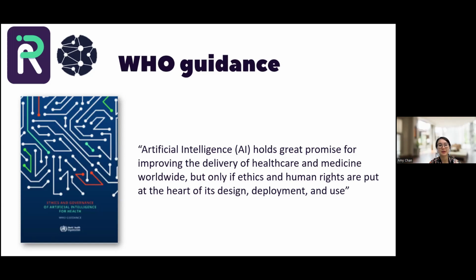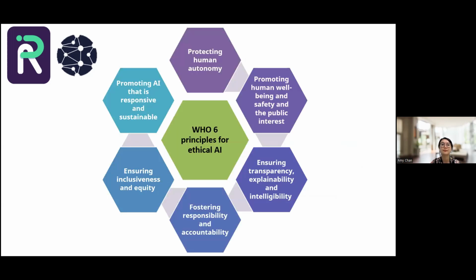So we know one of the key recommendations from WHO is that AI holds great promise for improving the delivery of healthcare and medicine worldwide, but only if ethics and human rights are put at the heart of its design, its deployment, its use. So it is so important that even though there's so much that you could do with AI, if we don't want harm to come out of it, we really want to make sure that what is being done is ethical and that human rights are put at the center of its design. So from the very beginning, when we conceptualize the use of AI, how it's actually implemented and deployed and used in routine healthcare, it needs to be governed by all these different principles.